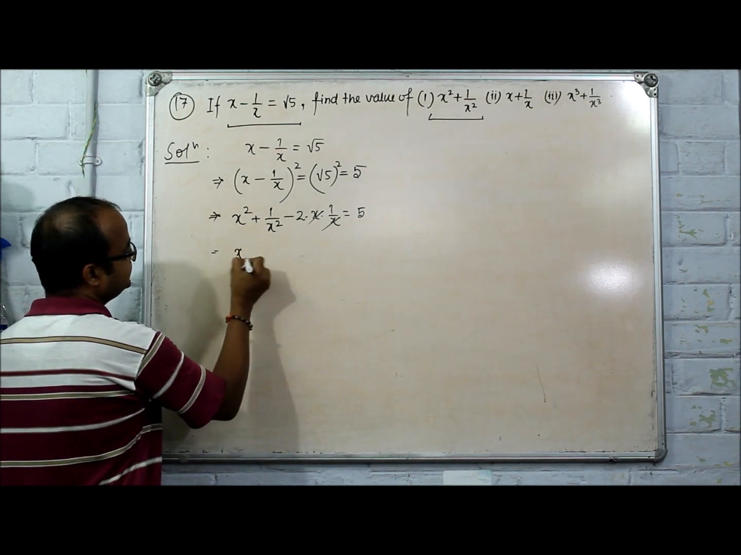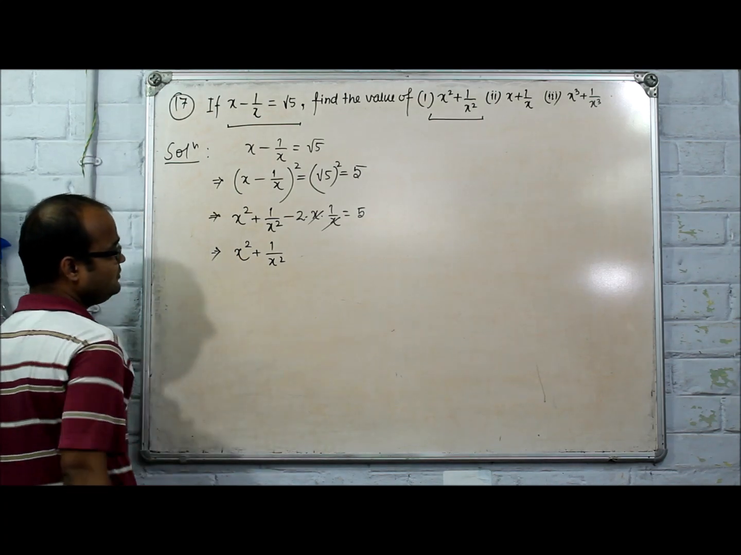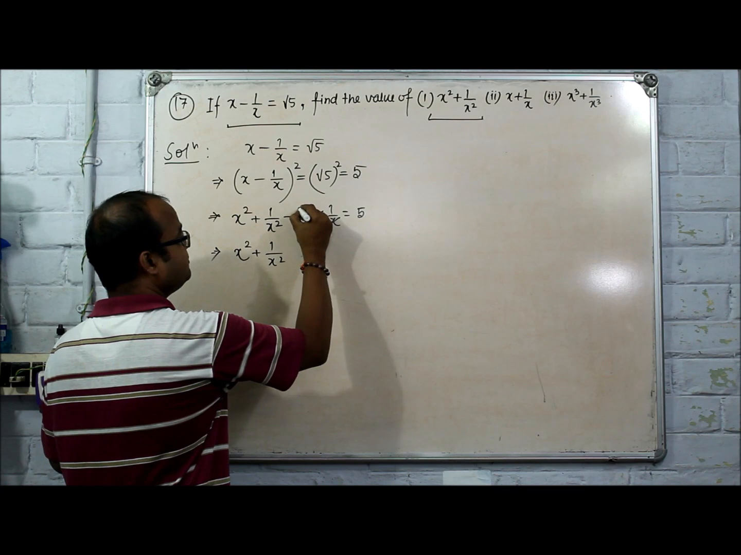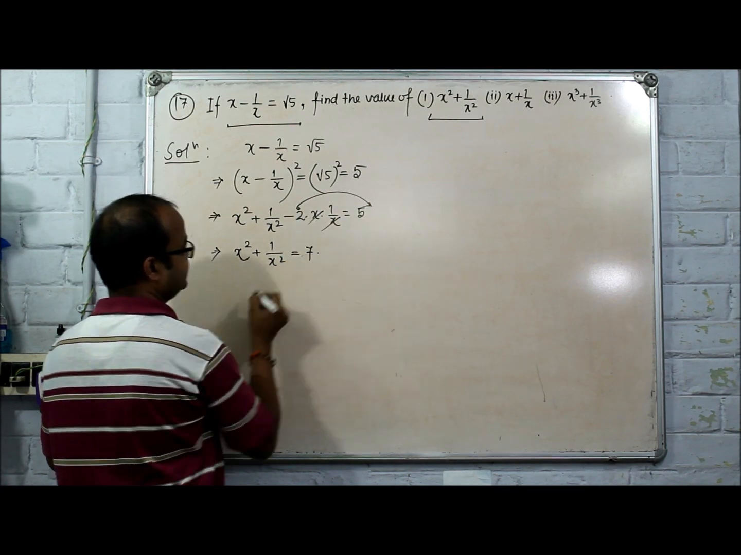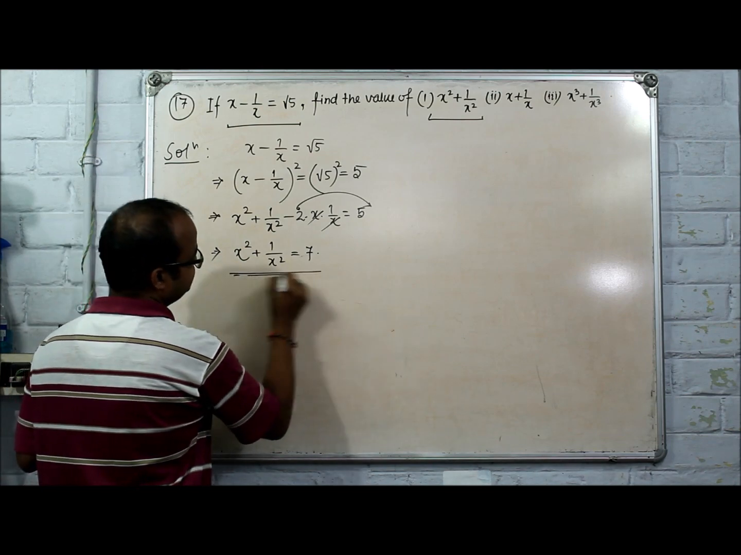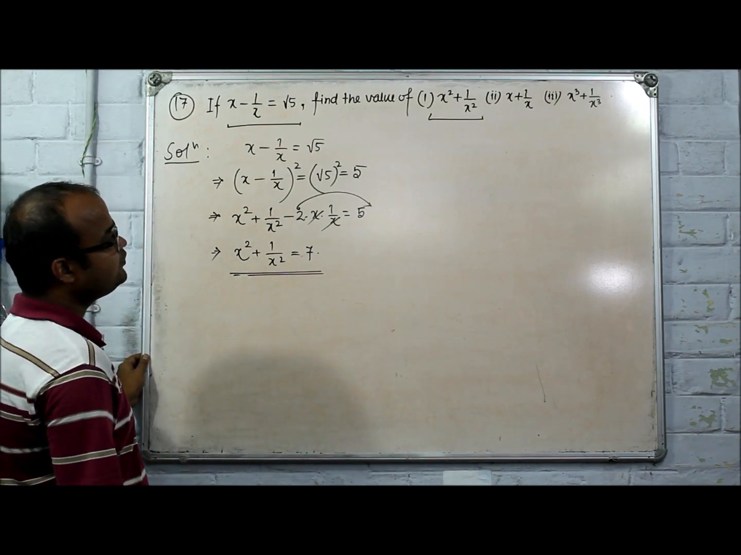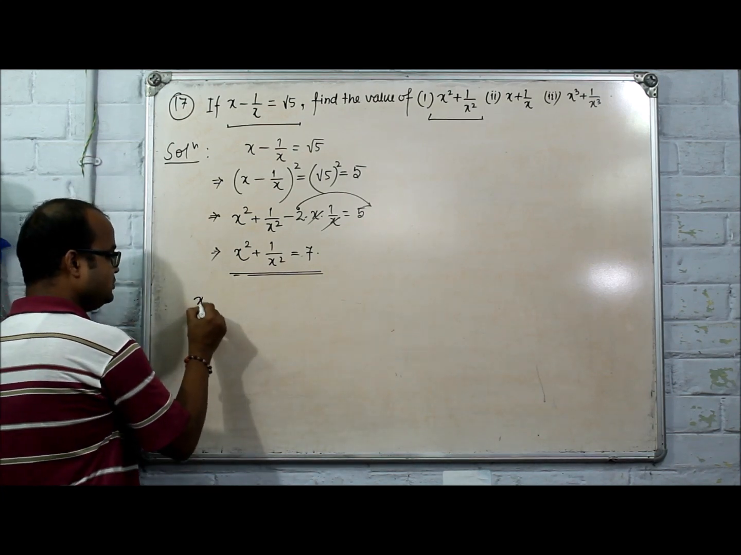So we get x square plus 1 by x square minus 2. When it changes the side, it will become plus 2. So 5 plus 2 is equal to 7. So this is our first part. Second part is finding x plus 1 by x.